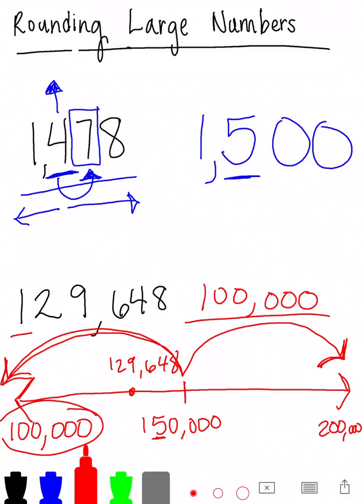When rounding, make sure you show your thinking using either a number line or the place value closest being greater than 5 or less than 5.